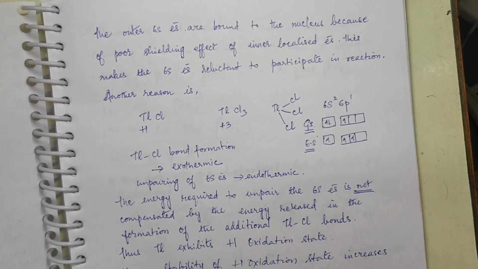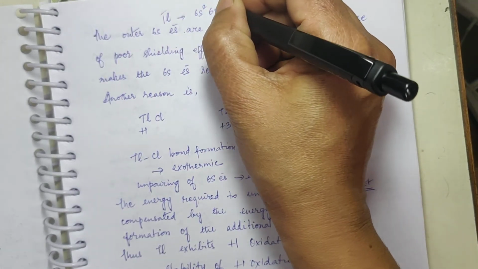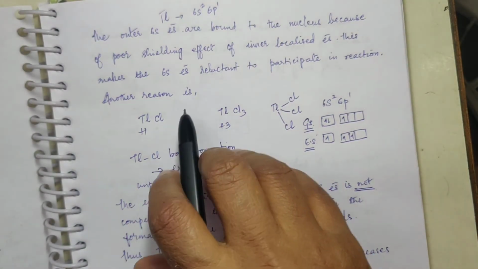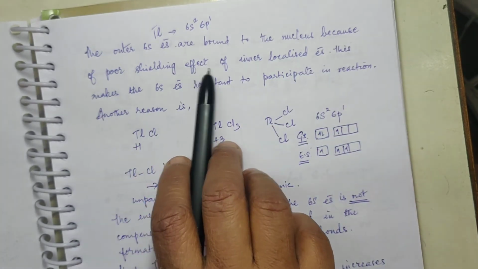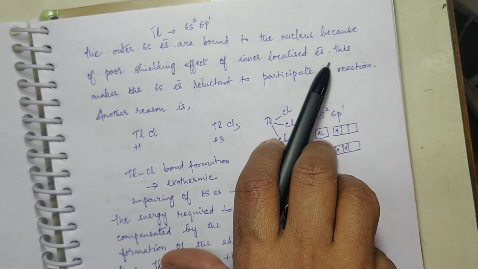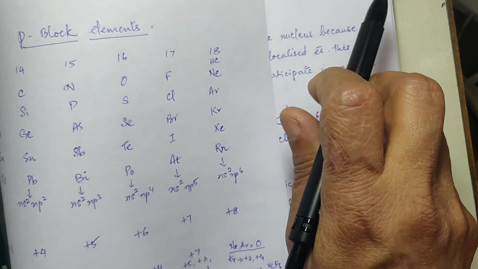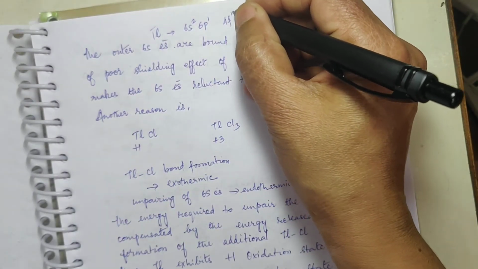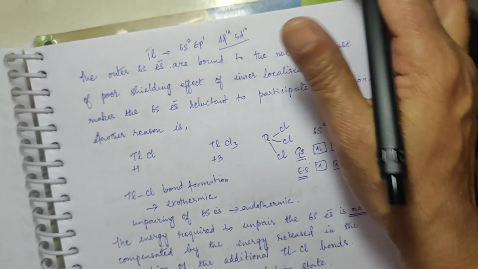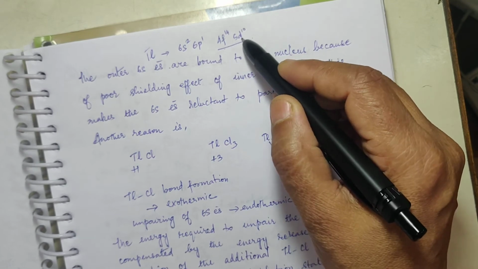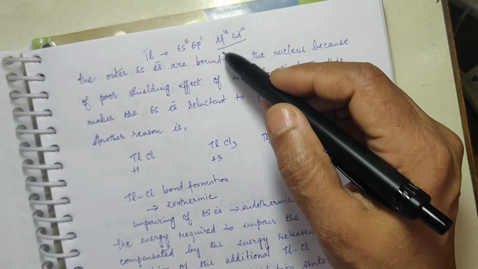Now in the case of thallium, it is having 6s2, 6p1, right? Now the outer 6s electrons are bound to the nucleus because of poor shielding effect of the inner localized electrons. What are the inner localized electrons? In the case of thallium, the inner localized electrons include 4f14 and 5d10. Now you know very well that these f orbitals and d orbitals show very poor screening effect.